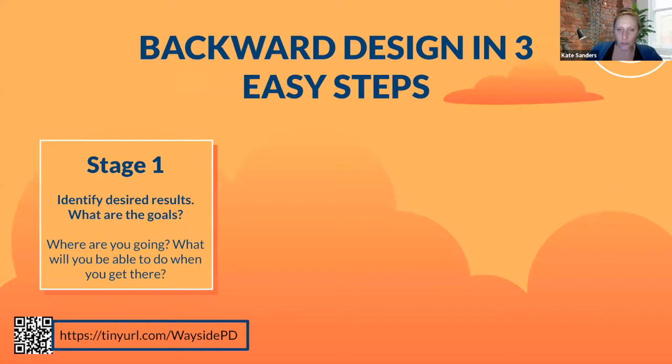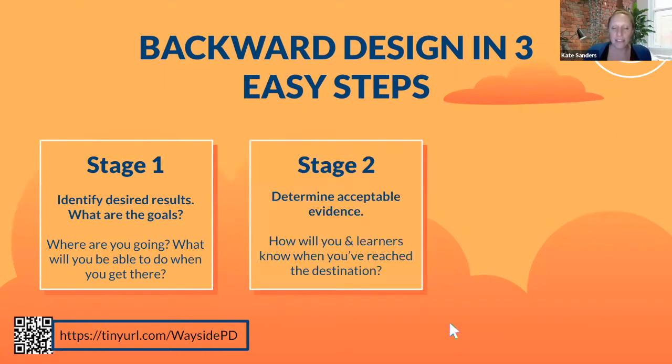Now, stage 2, after you've already thought, what is my goal? It's at that point that you have to determine what the acceptable evidence is going to be. How are you going to know whether or not that goal you set in stage 1 has been reached? And in most cases for teachers, that's going to be some sort of assessment.